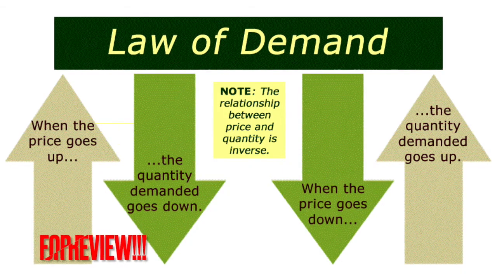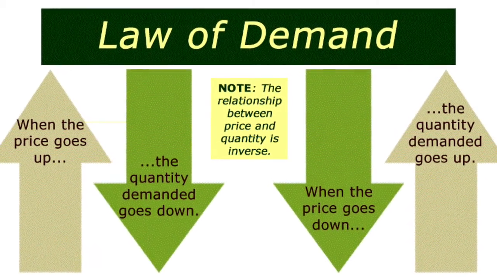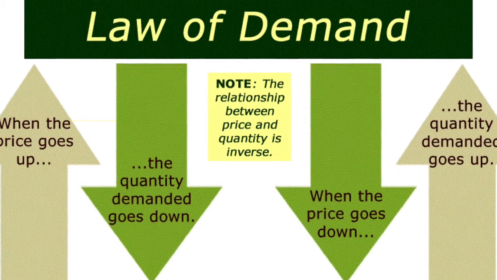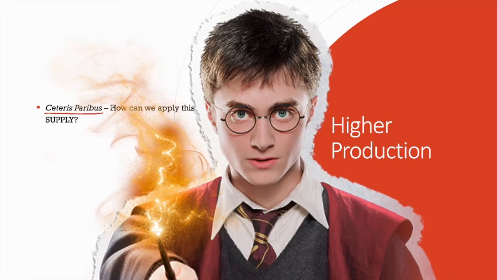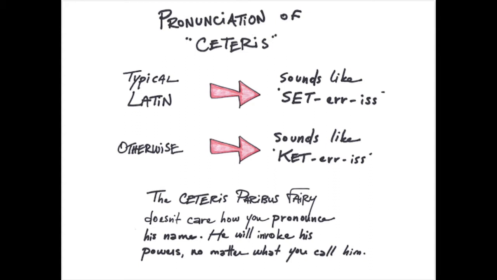When we think back on the law of demand, we see a much different illustration. When the price goes up, the demand goes down, and we learned that this was an indirect relationship. Looking at higher production and where this law of supply comes from, we have to remember ceteris paribus, or ceteris paribus if you are a more Latin influenced individual. I am not, so we call it ceteris paribus. Or just think you're Harry Potter with a wand and say it however you think Harry Potter would.